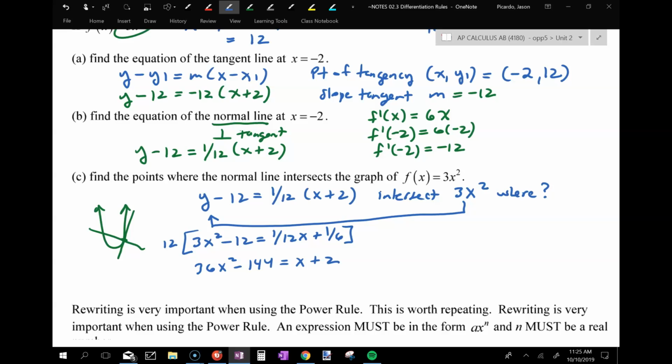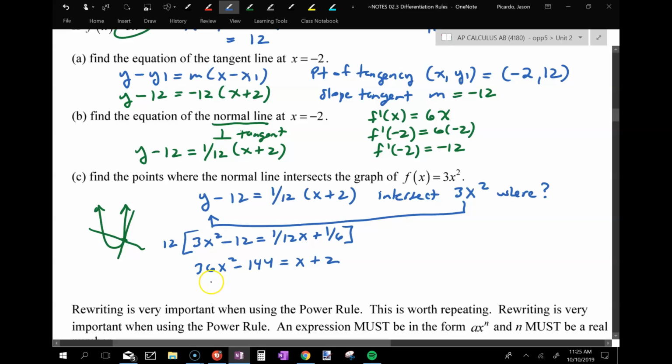that cool? Now what? Move everything, yeah, move it over, right? Create a quadratic, right? So it's going to wind up being that, right? And then here's the thing, guys. I'm going to stop, right?